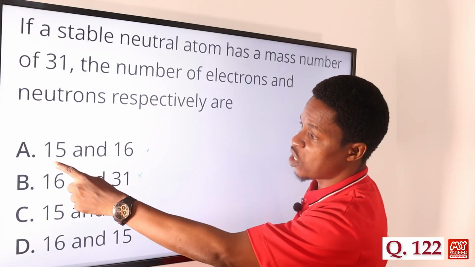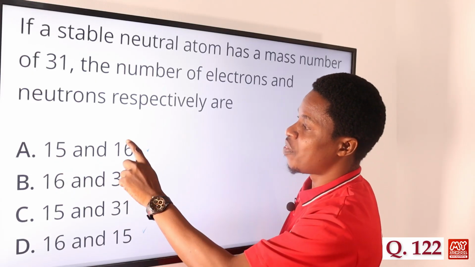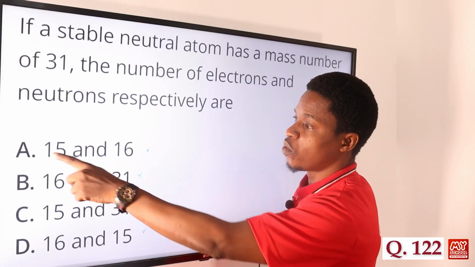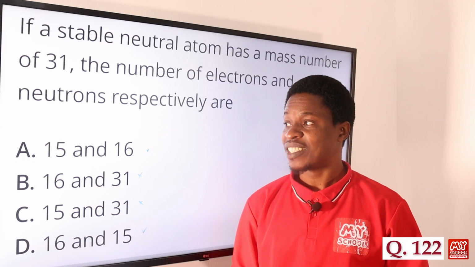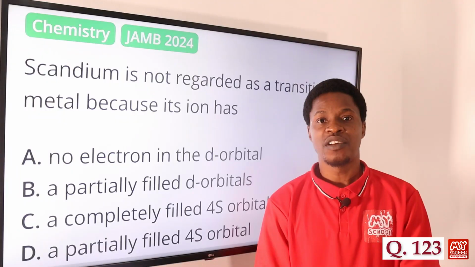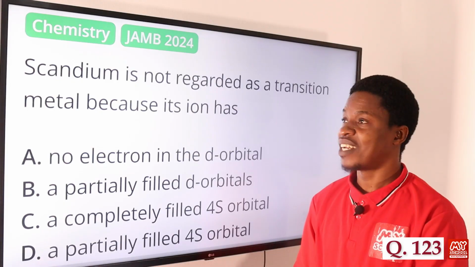So in that case, the first value that comes will be for electron, and then 16 will be for number of neutrons. So the correct answer, with the two methods we have shown, clearly is option A. Question number 123.